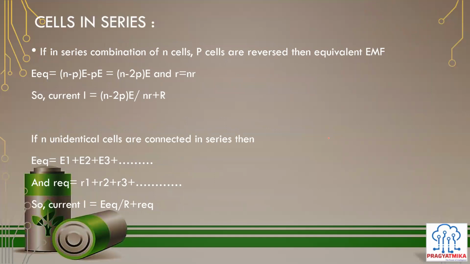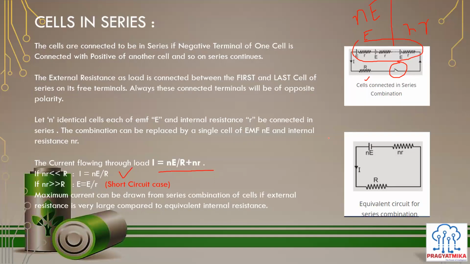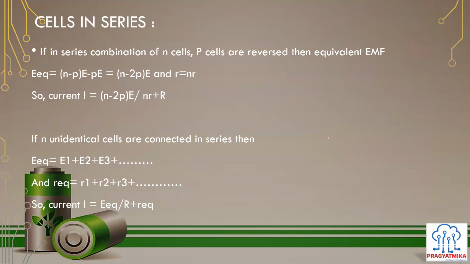And if by some mistake we have connected n cells in series, and p cells are added in reverse polarity, they will drop the total equivalent EMF.